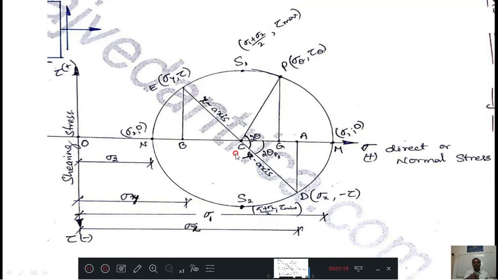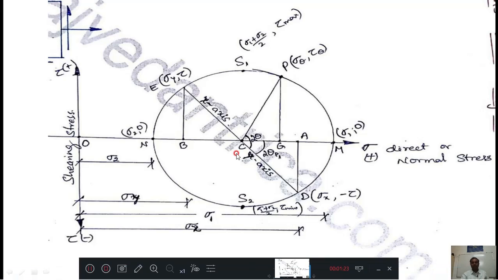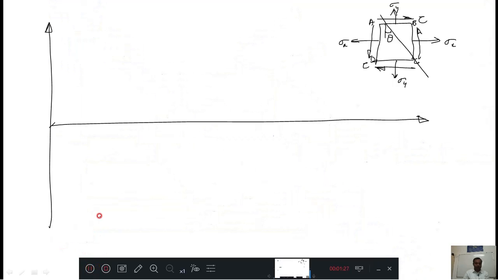Which line will be first, and which line will follow next, that we are going to study. This system is called the Cartesian coordinate system, which has an x-axis and a y-axis. This is the y-axis. The diagram is already shown. This is the normal stress axis, positive. Okay, this is positive.